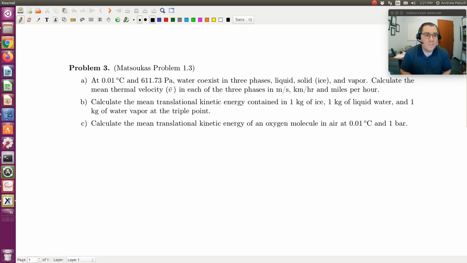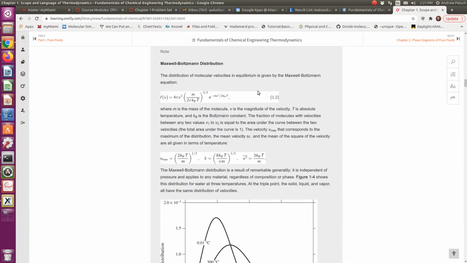Okay, and so how would I calculate that? So I'm going to go over to the textbook as it is online. All right, and so here's the Maxwell-Boltzmann distribution. So here's our distribution of velocities for our system, a given mass and temperature. Okay, and so the mean velocity is given by this equation here, right? So I'd use V bar is equal to 8 kBT over pi times m, to the 1/2.